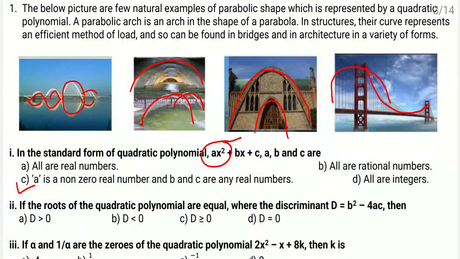See, a is a non-zero real number and b and c are any real numbers. Correct? Option A, what have they given? All are real numbers. Yeah, that is true. But they have not said a is not equal to 0. Correct? So option C is the correct option. If the roots of a quadratic polynomial are equal, where the discriminant D is equal to b square minus 4ac, then whenever the roots are equal, the discriminant is always equal to 0.